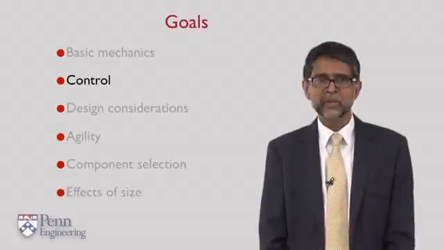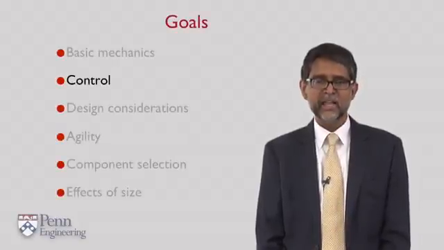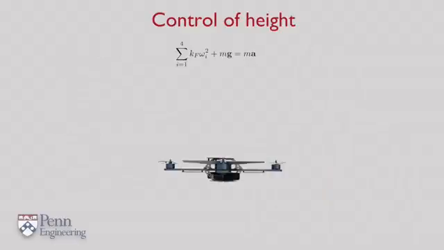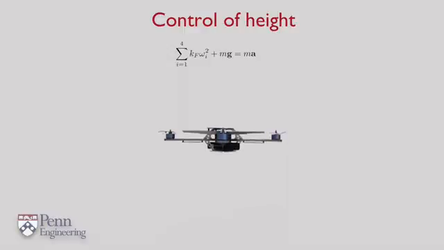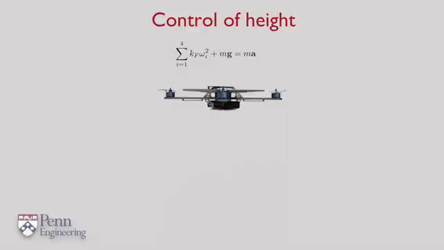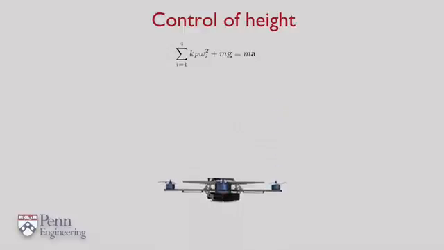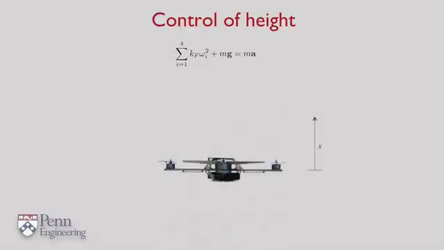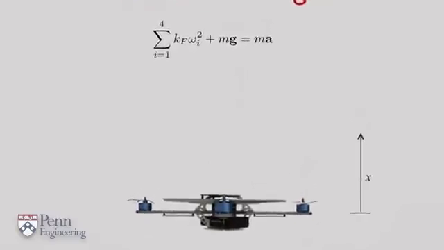Now let's talk a little bit about control. Again, I'm going to focus on the vertical direction. So let's think about controlling height. What you'd like to do is to drive the robot to a desired vertical position, either up or down. Let's use x to measure the vertical displacement.